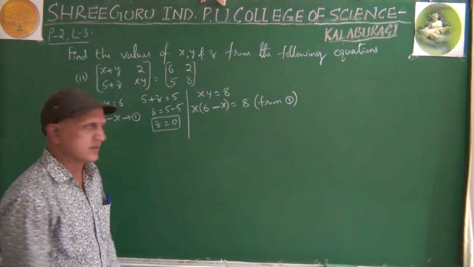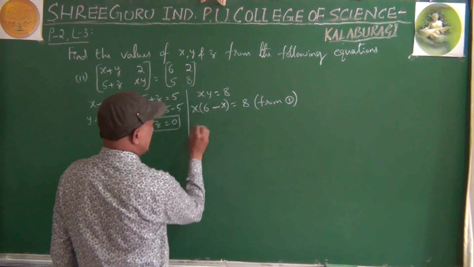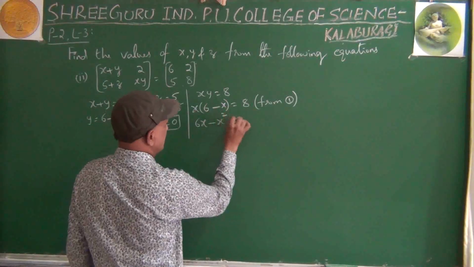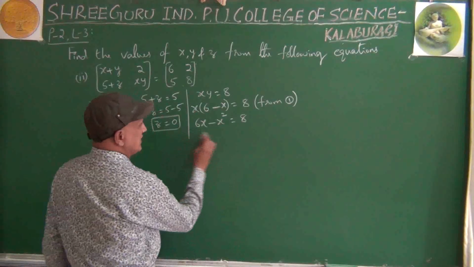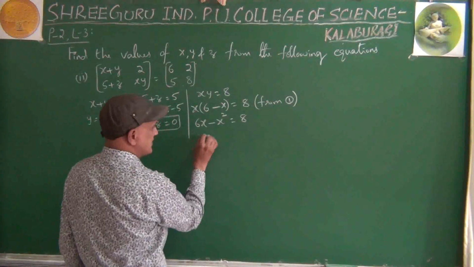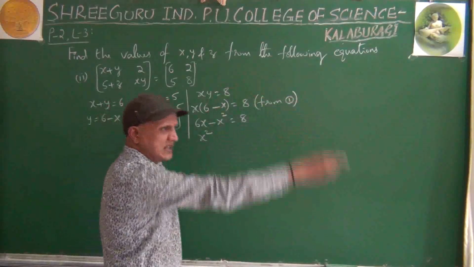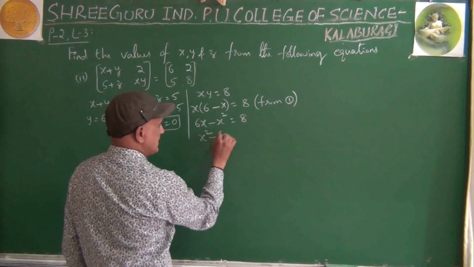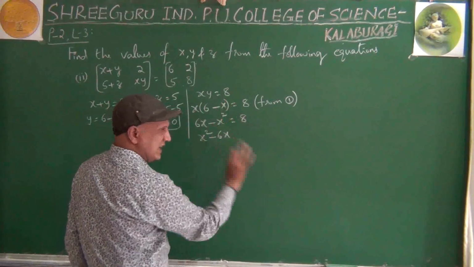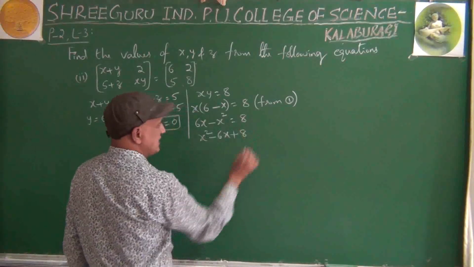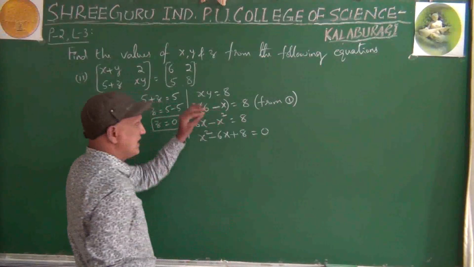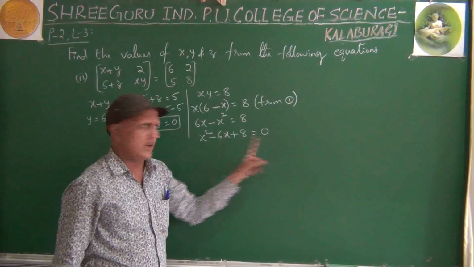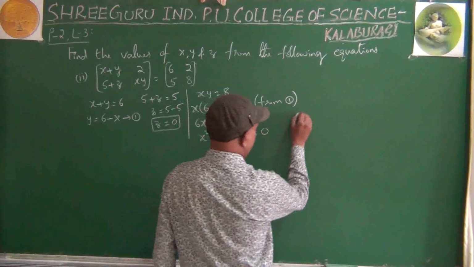From equation 1, simple multiplication: x into 6, 6x. X into minus x square equals 8. Send these terms to that side, then minus x square becomes plus x square, and 6x goes to that side, minus 6x. Plus 8 will be as it is, equals to, nothing is left, everything went to that side. Nothing means 0. Right? Factors for this.